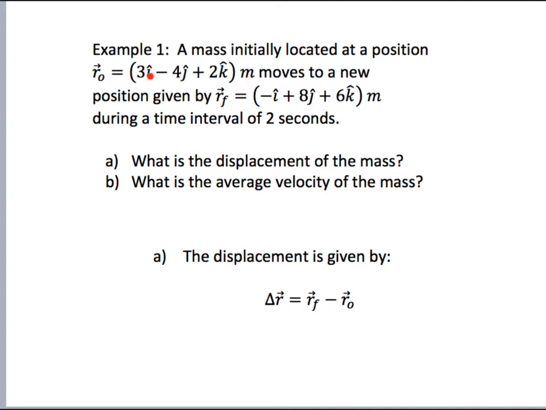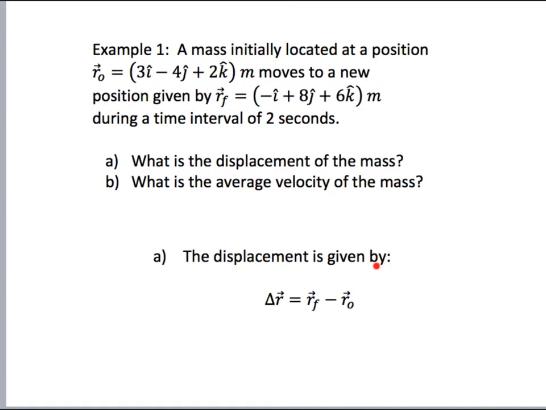And so my mass, which is initially at this position, moves to a new position, some r final, rf, equal to minus i hat plus 8j hat plus 6k hat. And remember, with that minus i hat, there's a 1 understood to be in front of that i, so it's minus 1 i hat there. Anyway, this motion from r0 to rf takes place over an interval of 2 seconds. And the question in the problem is, what is the displacement of this mass? And then what is the average velocity of the mass?